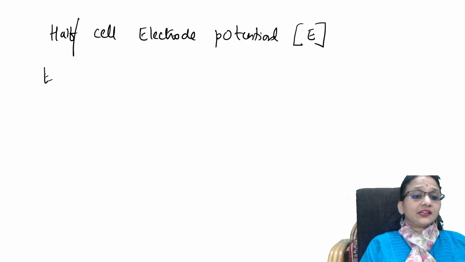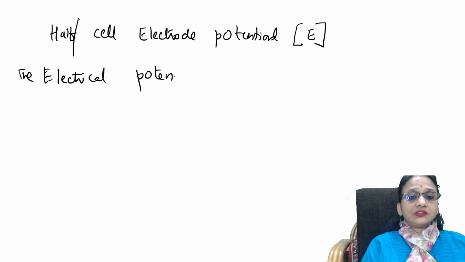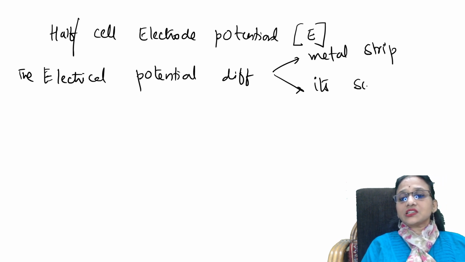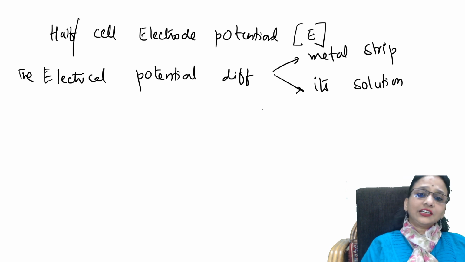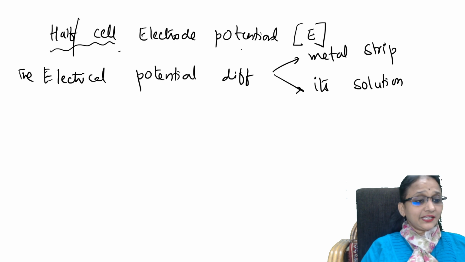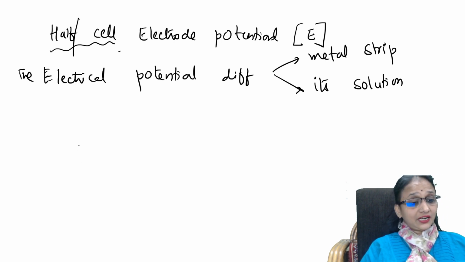It is the electrical potential difference between the metal strip, that is your zinc metal strip or the copper metal strip, and its solution, that is the electrolytic solution. That's all. This is called electrode potential or half cell electrode potential. Easy. Now we said there are two things happening: oxidation is happening, reduction is happening.